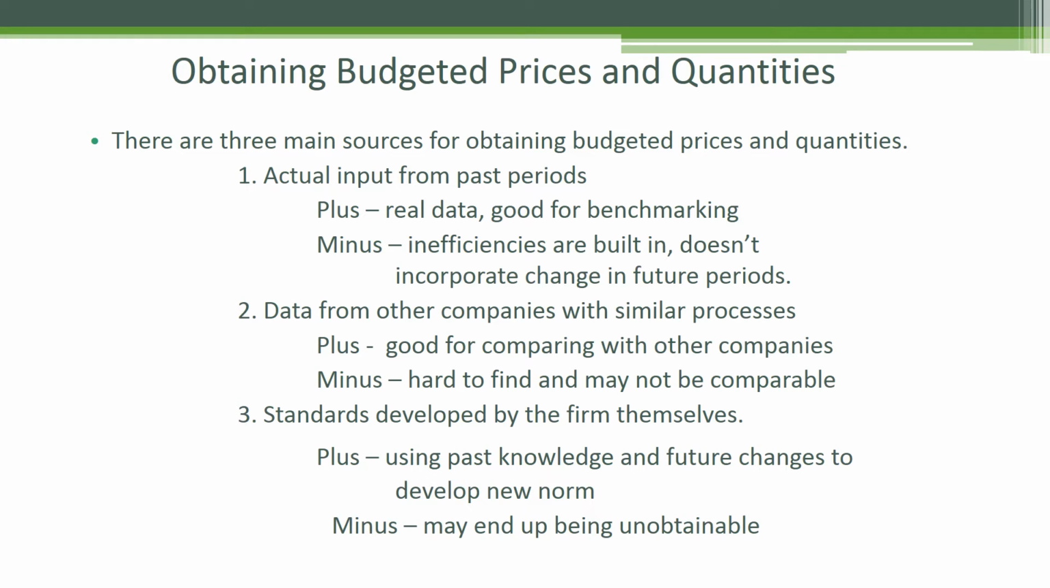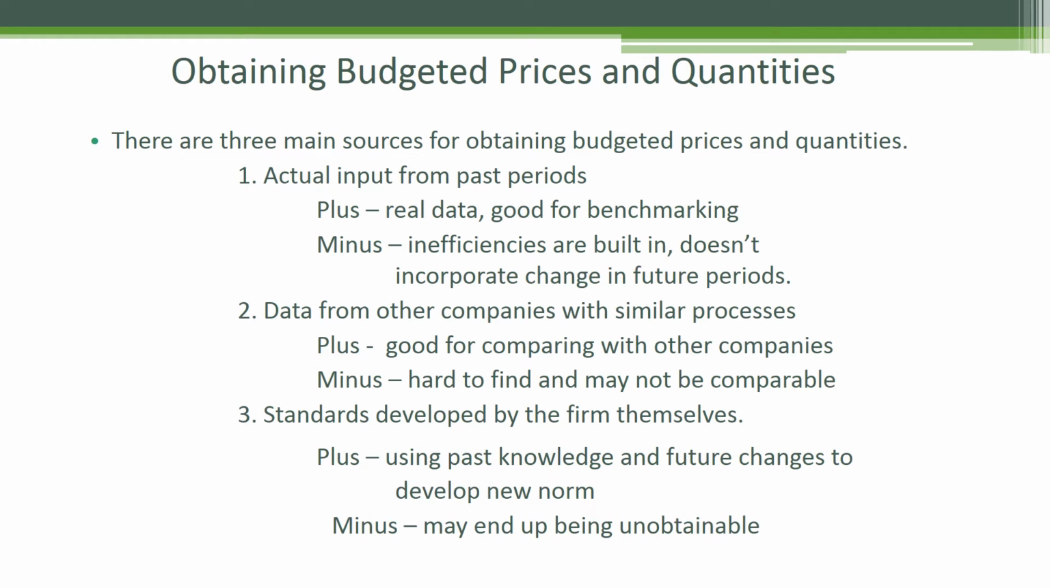The first one is actual input from past periods. The advantage to actual input from past periods is that it's real data, it's good for benchmarking against ourselves, and it's our own numbers. The disadvantage is that any inefficiencies that are built in or already taking place within our system are going to be in those numbers. So we're not really getting away from them. Plus, by using numbers from prior periods, we're not really looking forward in an attempt to change the number that we think we can get to. Instead, we're using a number that we've already achieved.